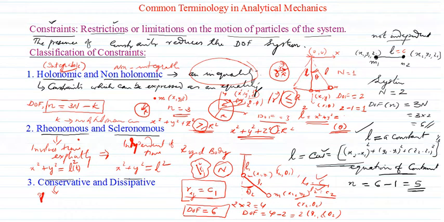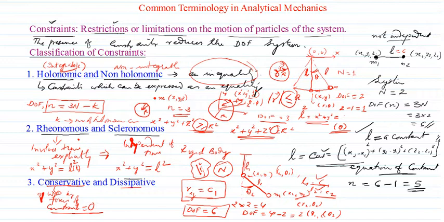So if the work done by the forces of constraint is equal to 0, then we say those are conservative constraints. Now if the constraint forces do work, there are cases where they will, then the total mechanical energy of that system will not be conserved, or it will be dissipated. Those types of constraints are known as dissipative constraints.